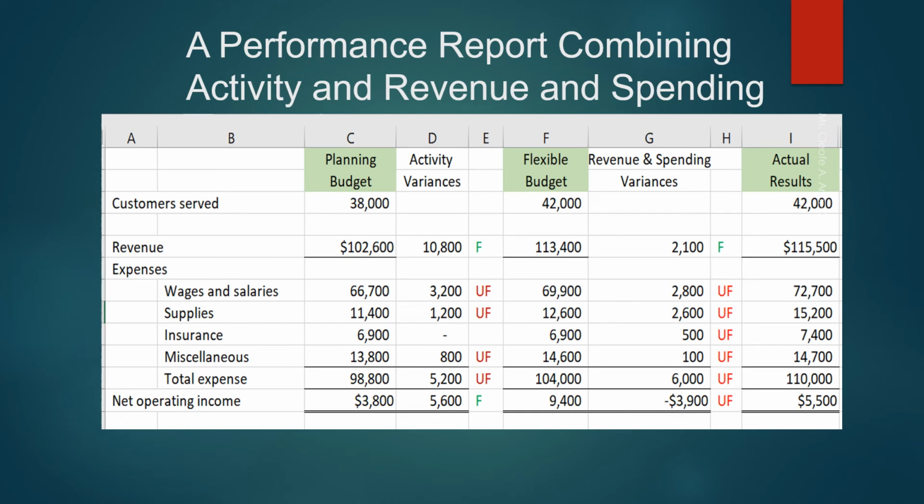So if I will ask you to prepare a performance report combining activity and revenue and spending variances, this is how you prepare it. So kindly go over the format. The amounts, we have already computed them earlier.